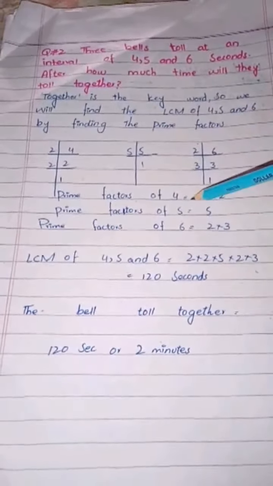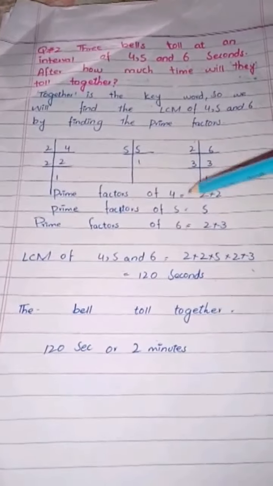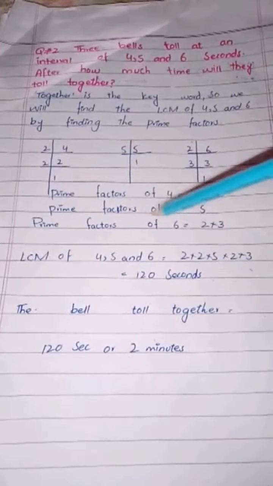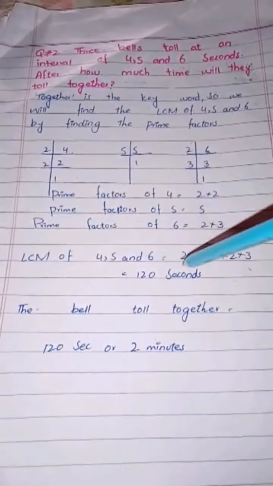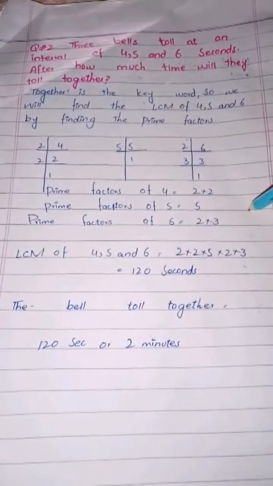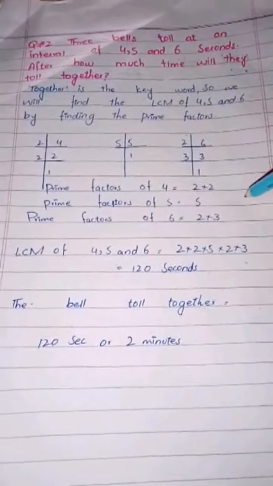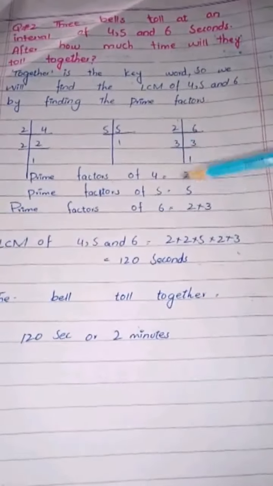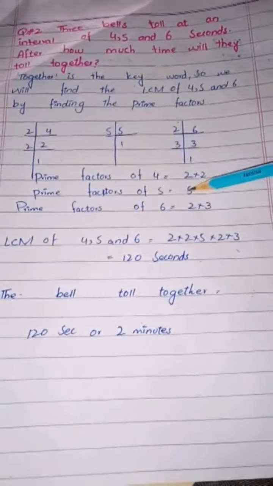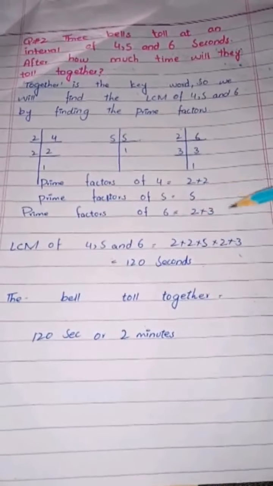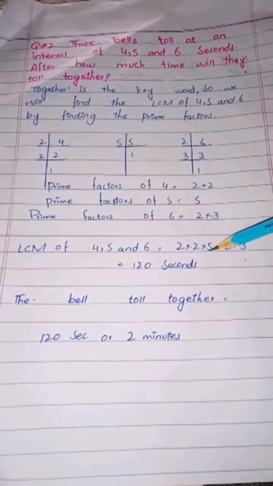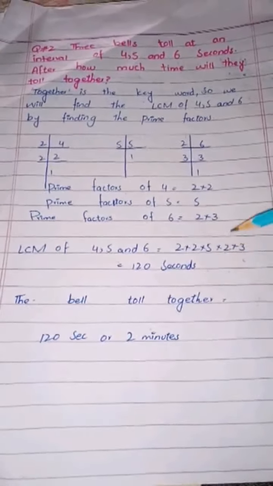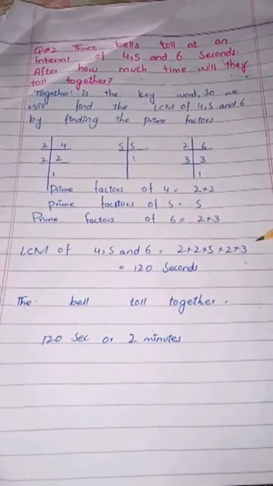Prime factors of 4 is 2 multiplied by 2. Prime factors of 5 is 5. Prime factors of 6 is 2 multiplied by 3. LCM of 4, 5 and 6 is, now we multiply all of these, taking common factors only once: 2 multiplied by 2 multiplied by 5, multiplied by 3. 2 2s are 4, 4 5s are 20, 20 2s are 40, 40 3s are 120.